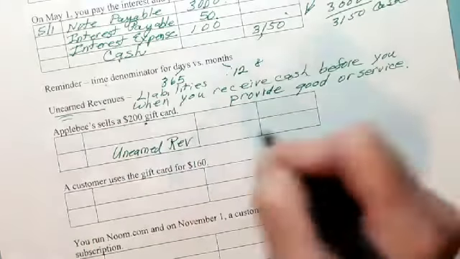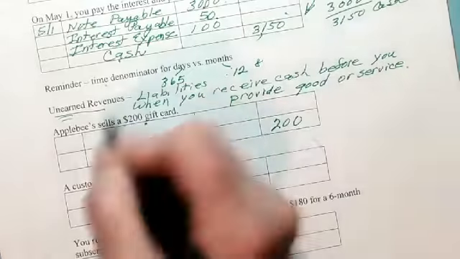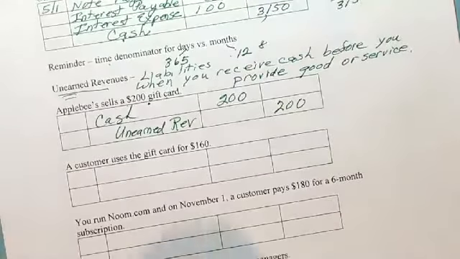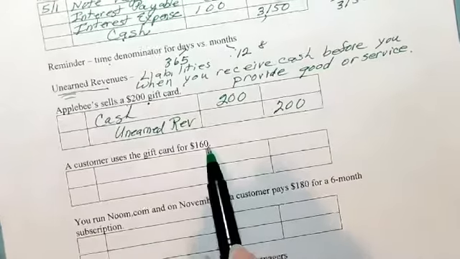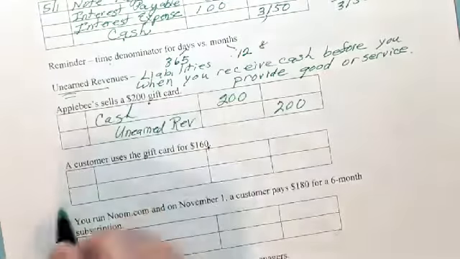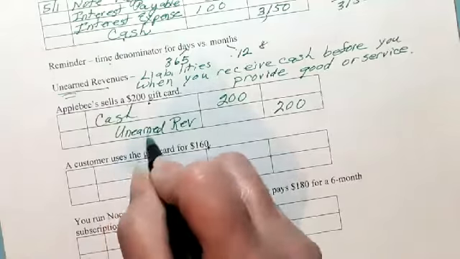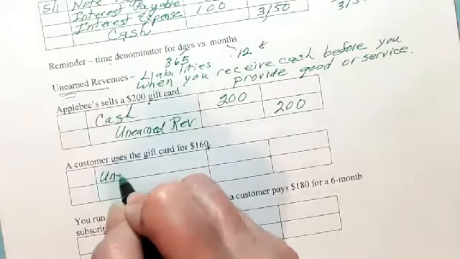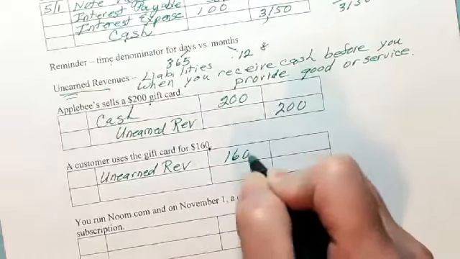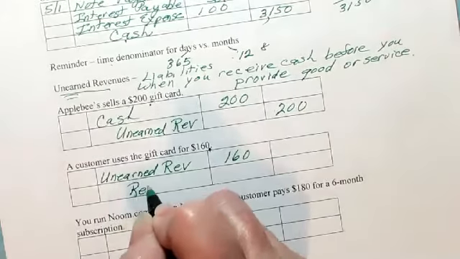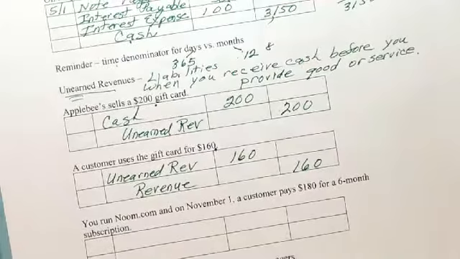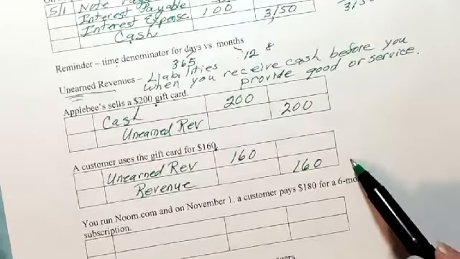So to increase the liability, we credit it and they get the cash. But they don't get to recognize revenue until the person actually comes in and uses it, because that's when you perform that service. So when the customer comes in and uses it, I'm going to reduce my unearned revenue because they're not going to give me cash. They're going to give me that little card to swipe for the 160. That's when I get my revenue. When you provide the good or service, that's when you recognize revenue.